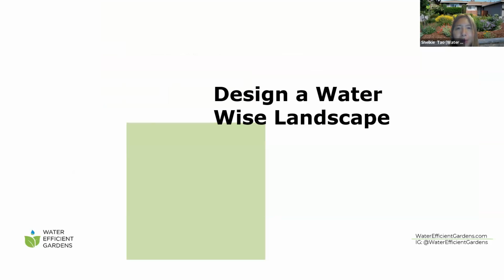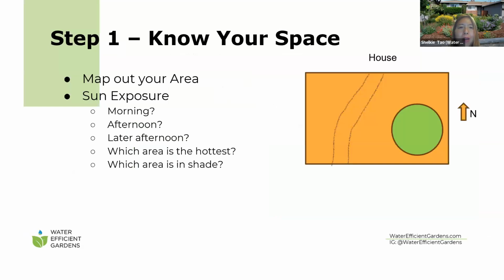Okay, so that's all the benefits of a water-wise landscape. So let's talk about designing such a landscape. The first step of designing is that you can try to map out your area. It doesn't need to be complicated at all. You can just use a pencil and draw approximately your yard and the location of your house. Here I just did a very simple example.